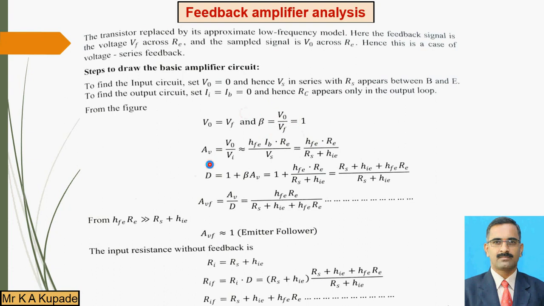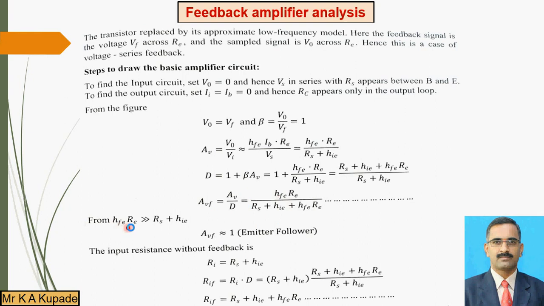Now, AV, the voltage gain, is calculated as V0 upon I. This equation gives the relation. Likewise, by considering the parameters of that particular active device, you can calculate D. That is D is equal to 1 plus beta into AV. So you can put this value in this particular equation, and you will get this equation. Now voltage gain with feedback is calculated as AV upon D. So by considering this you will get this equation.